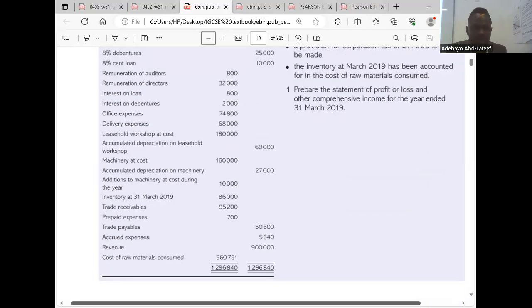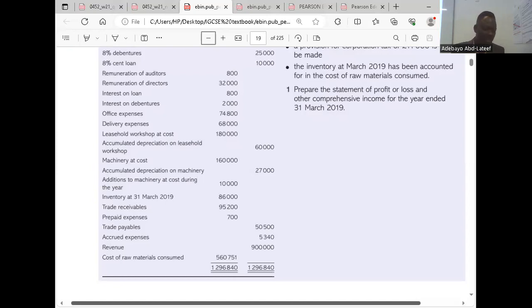Leasehold, workshop at cost, that's the cost of leasehold. Leasehold is an asset. It's not going to be part of our statement of profit or loss or comprehensive income. It's going to be part of our statement of financial position. So it's not going to be part of the accounts that we're preparing. Workshop is an asset. It's a long-term asset. That's a non-current asset. It's not going to be part here.